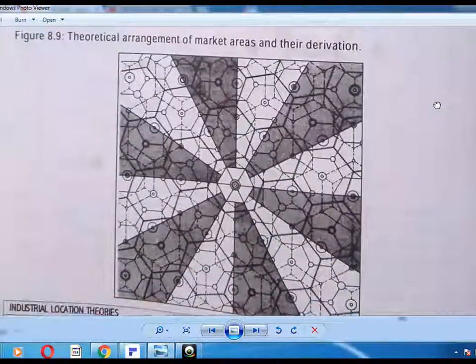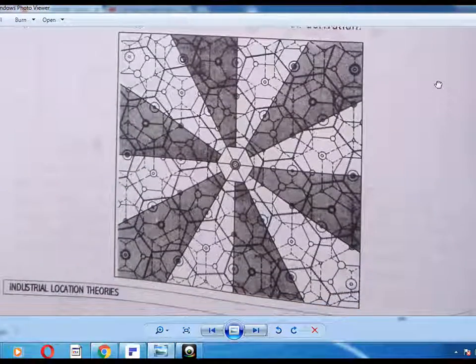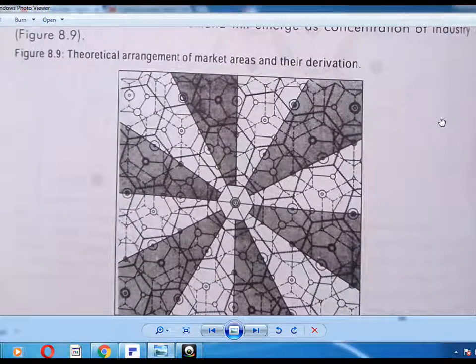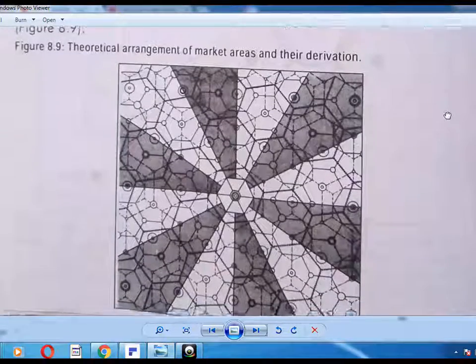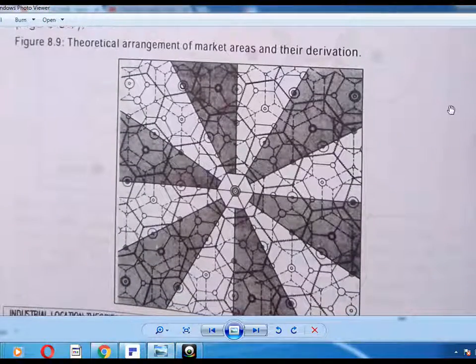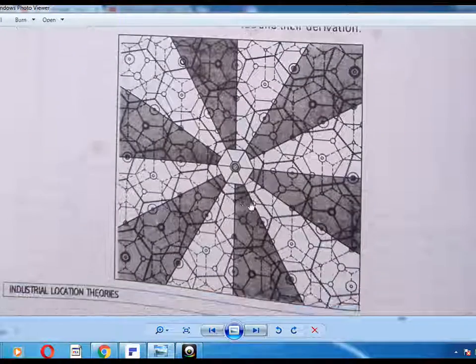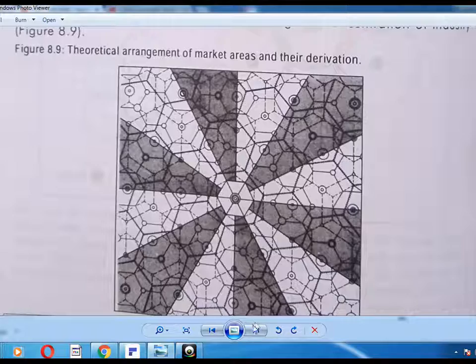Next, the theoretical arrangement of market areas and then the derivation. Here you can see in the diagram the theoretical arrangement of the market and the derivation. All are hexagonal. They cover the whole area and are distributed from the center to the outside area.